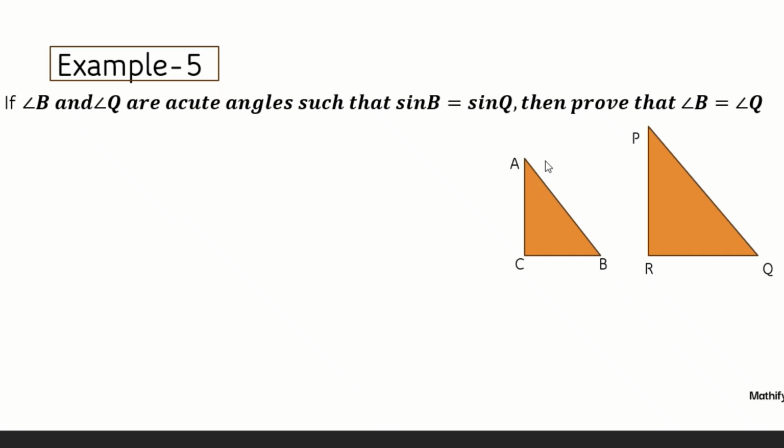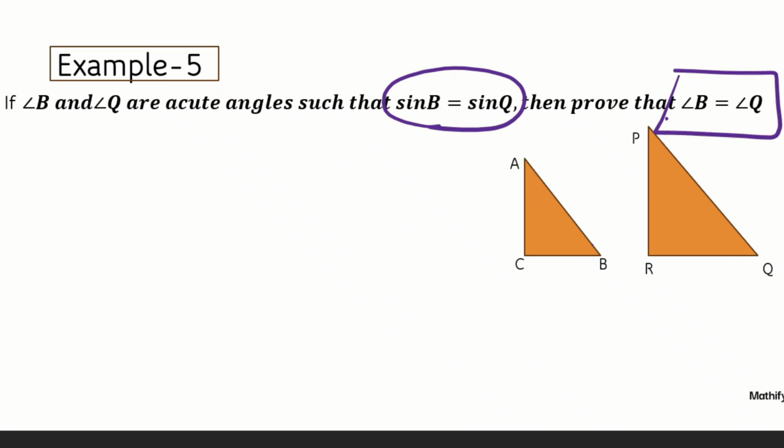Now, come to example 5. If angle B and angle Q are acute angles. Acute angles means angles which are less than 90 degree. Such that sin B is equals to sin Q, then prove that angle B is equals to angle Q. What is given? That sin B is equals to sin Q. What we have to prove? That angle B is equals to angle Q. Angle B means this. Angle Q means this. We have to prove that these angles are equal.